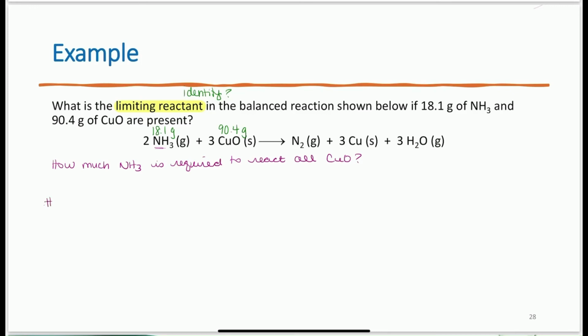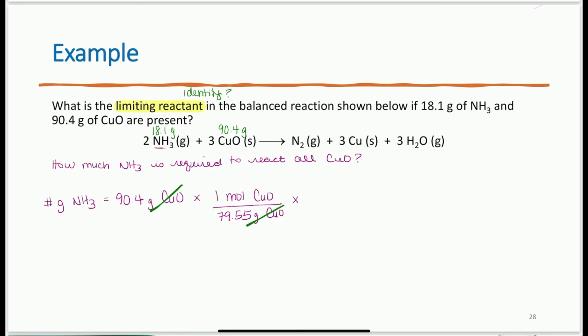So I want to know number of grams of ammonia if I want to react 90.4 grams of copper 2 oxide. So first thing I need to do is convert that copper 2 oxide to moles. I look it up and I figure out that the molar mass of copper 2 oxide is 79.55 grams. At this step, this cancels out my grams of copper 2 oxide.